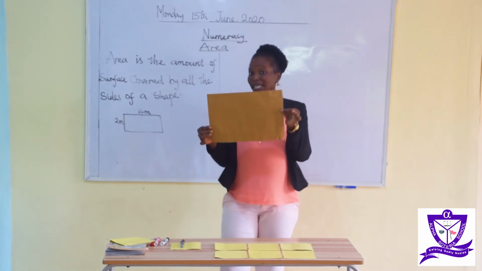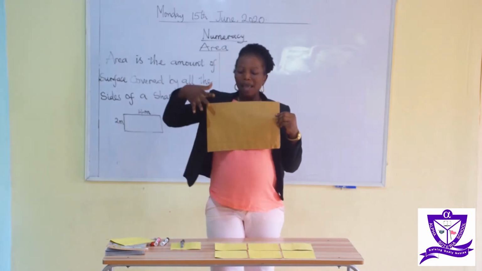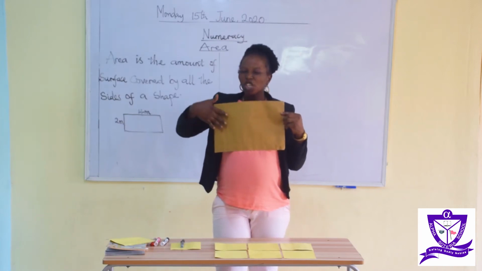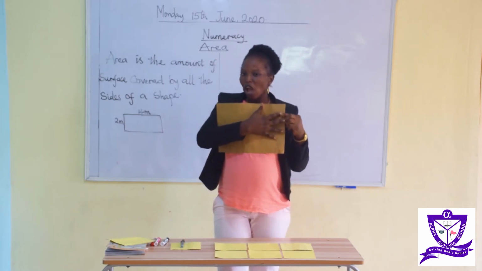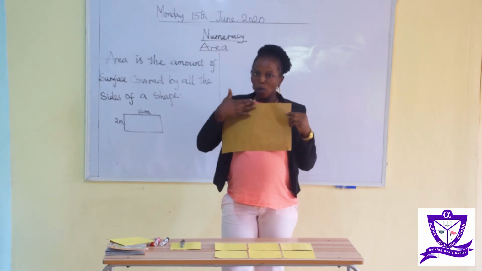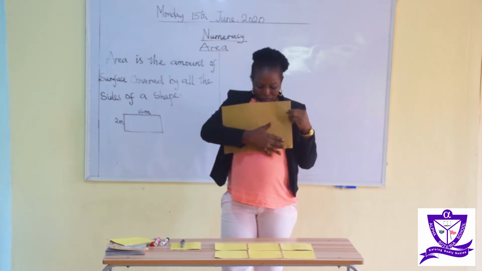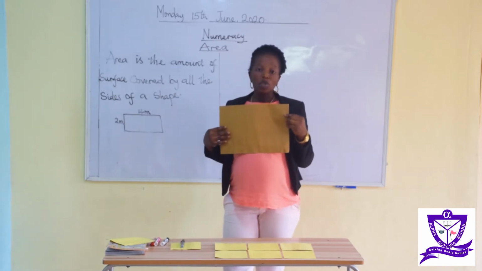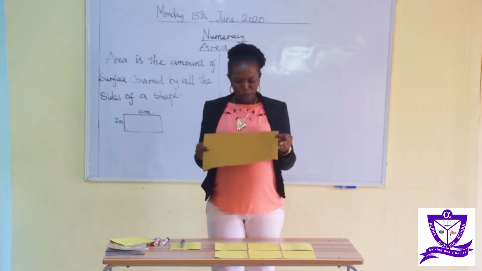Now, this is a rectangle, like we all know. The amount of space covered, the surface. This is the surface of my rectangle. So the amount covered by this surface is known as what? Is known as the area.